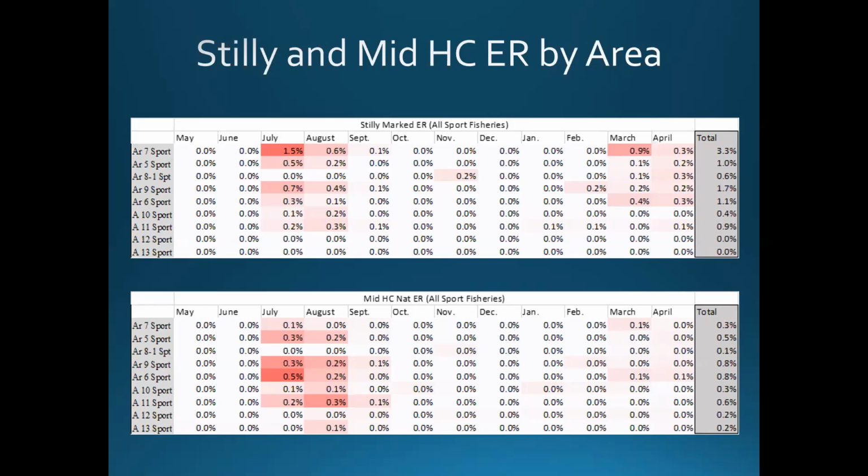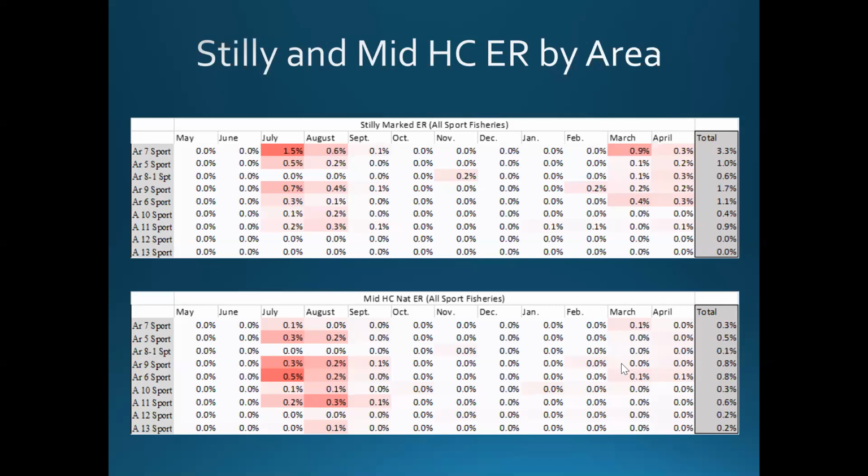One thing that might quickly jump out to you is for Stillaguamish marked, we're noticing that the area with the greatest amount of exploitation is Marine Area 7, both in the summer and in the winter time period. However, it looks like there are also some pretty significant impacts occurring in areas 5, 6, and 9.